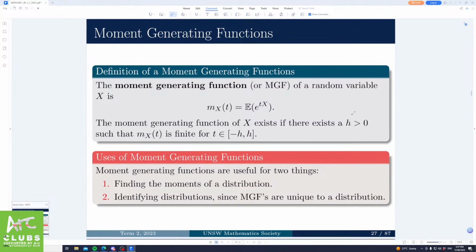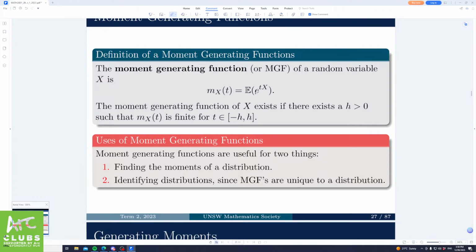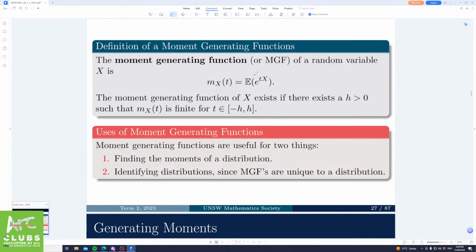Move on to moment generating functions. This is a really important concept, something that will definitely be assessed. It's basically a function that is equal to the expectation of e to the tx, where t is some constant. It's a really weird expression, but it's really useful because it pretty much spits out the moments of a distribution.